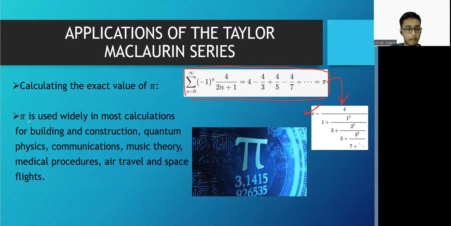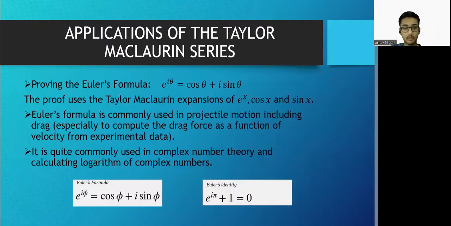Moving on, other applications include the proof of Euler's formula, which is considered to be one of the most beautiful equations in mathematics. The proof of Euler's formula uses the Taylor-Maclaurin expansions of e to the x, cos x, and sin x. Euler's formula is commonly used in projectile motion, including drag, and it is commonly used in complex number theory and calculating logarithms of complex functions.